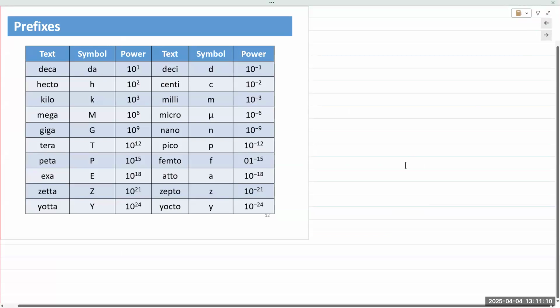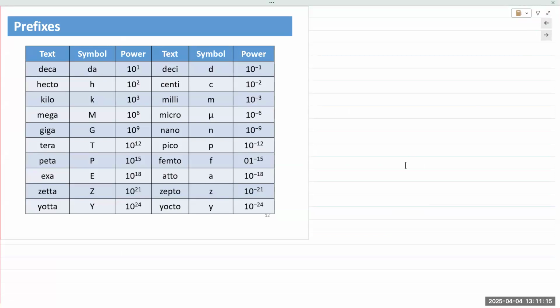Okay, unit prefixes. As engineers, we work with a very wide range of values. Sometimes they are minuscule, very, very small. Sometimes they are very, very large. So we use the SI unit system, and then we use unit prefixes along with them to actually indicate the actual value of that quantity, right?